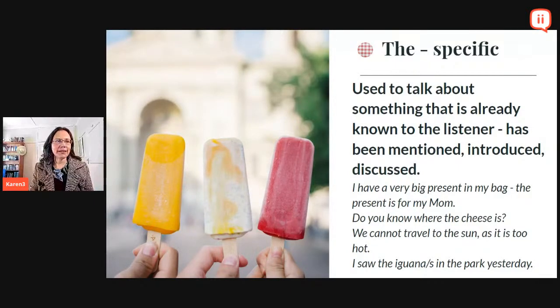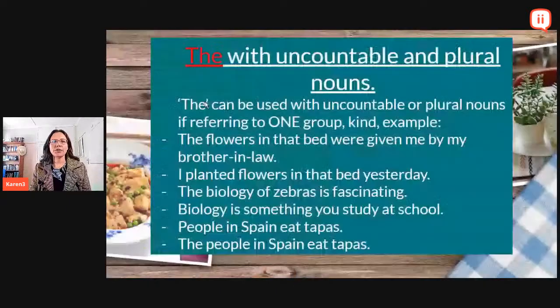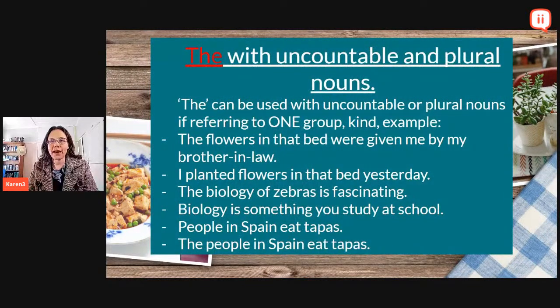Let me know now if there are any questions. How do you use articles in your home language? Do you have articles? Okay, let me know about that. This is also a revision, so I'm going to go quite quickly through it, because I don't want to spend too much time on the revision.